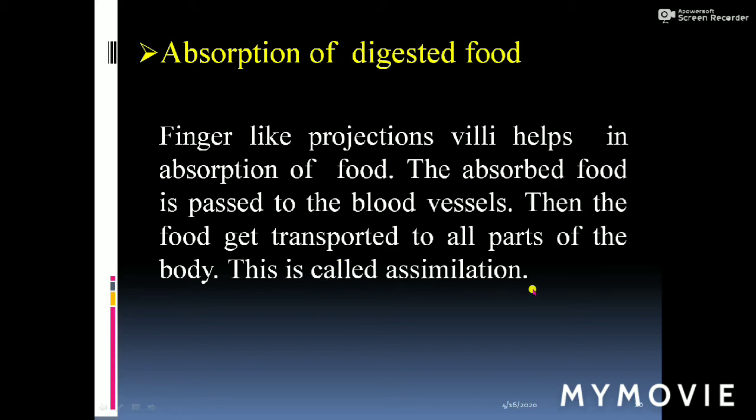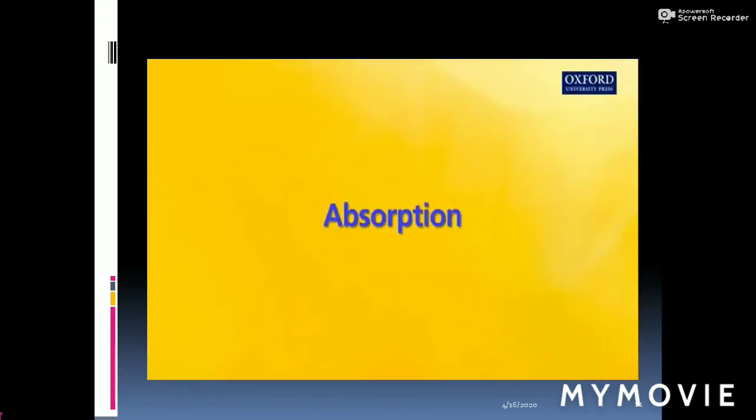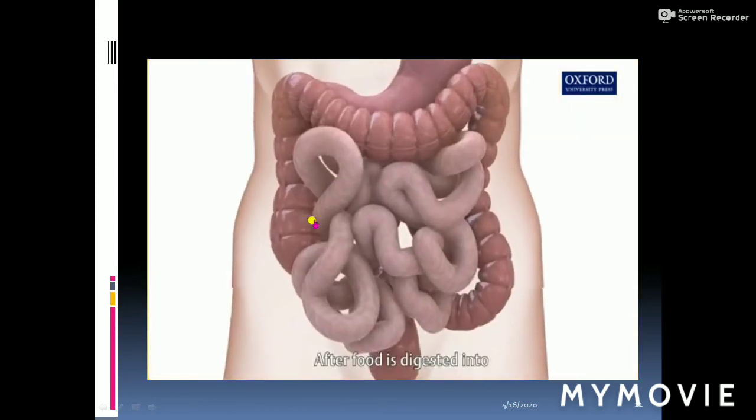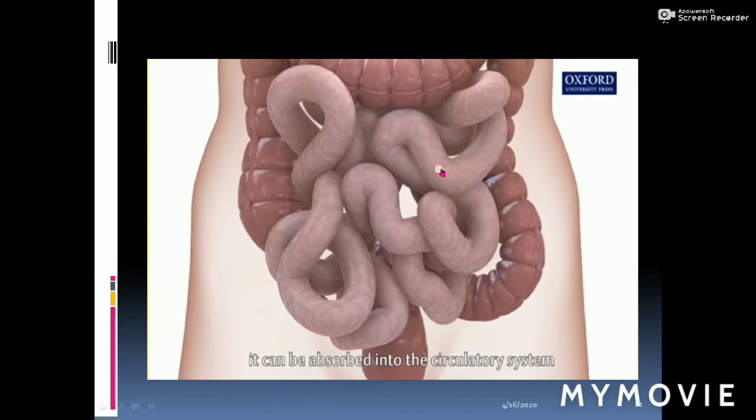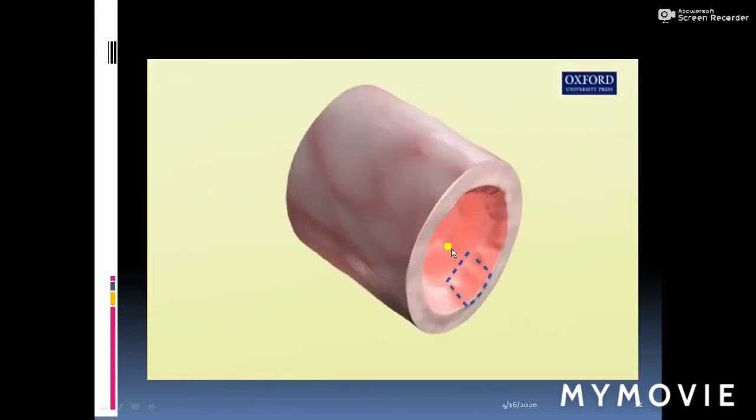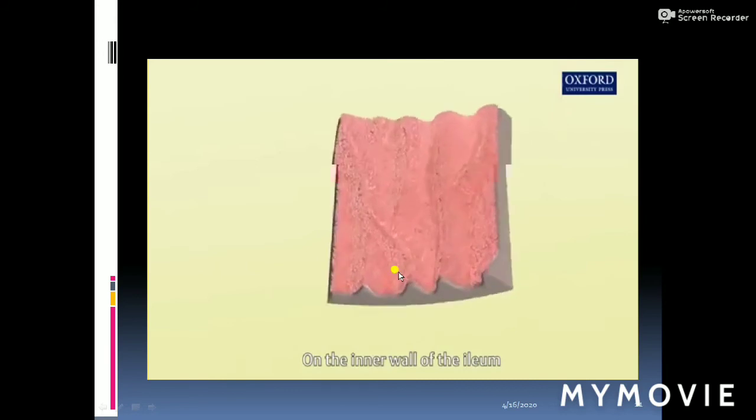In that you can see a clear picture of the finger-like projections, the villi. They help in absorption of food, and the absorbed food is passed to the blood vessels, and then the food gets transported to all parts of the body, and the whole process is known as assimilation. The first day of this topic we discussed this assimilation. So watch another video related to the absorption of the food.